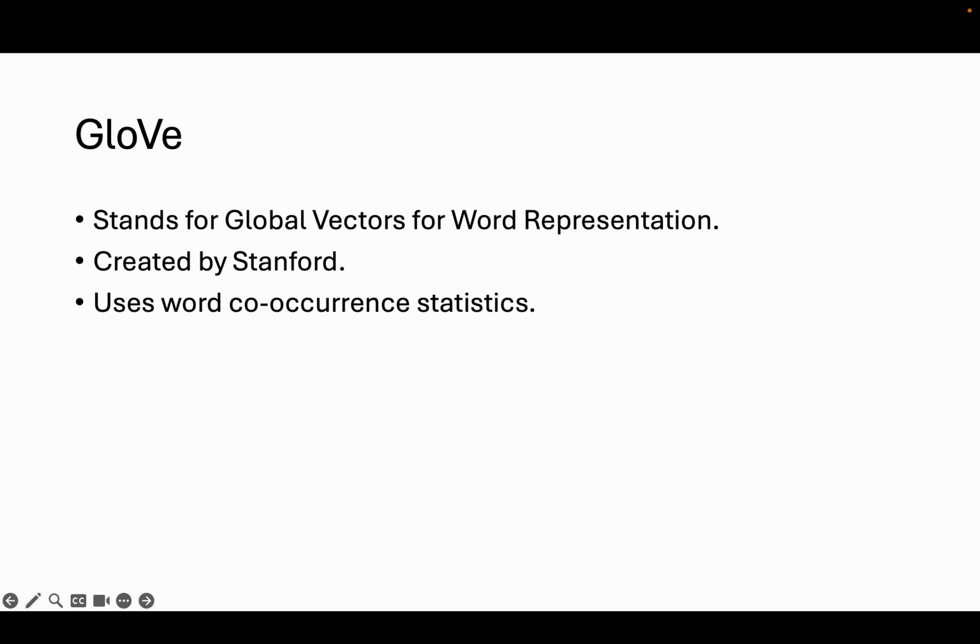GloVe is another word embedding technique. It's developed by Stanford. It combines the advantages of global matrix factorization and local context window methods. It leverages word co-occurrence statistics from a corpus to learn embeddings. It captures global relationships between words that way.